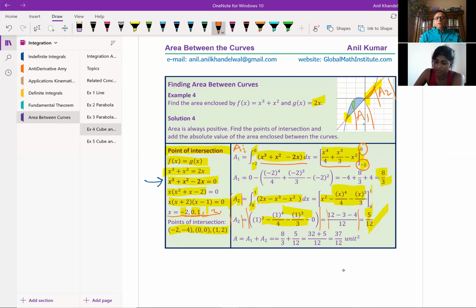Yeah, it makes a lot of sense. So the point of intersection is the first step. The second step is to put them in order, right? And then just find the integral and F(b) minus F(a). You see how easy it has become to find the area under the curve.